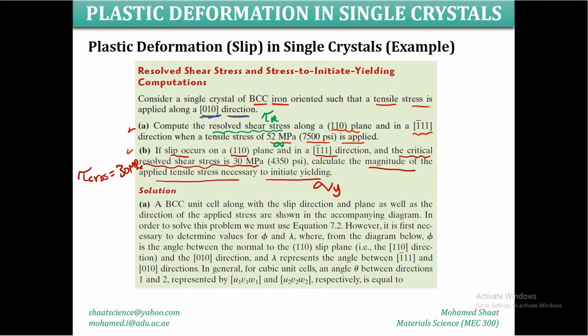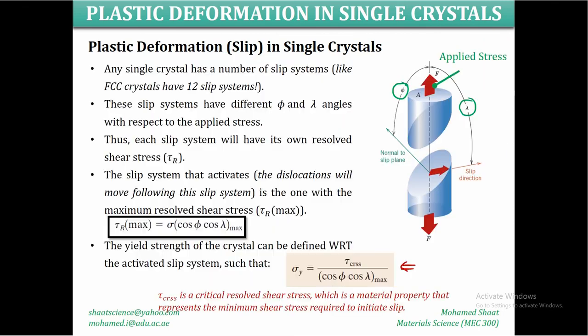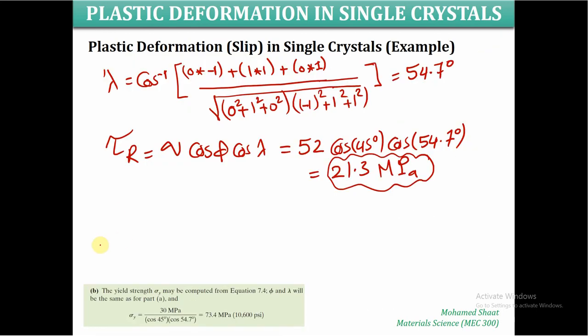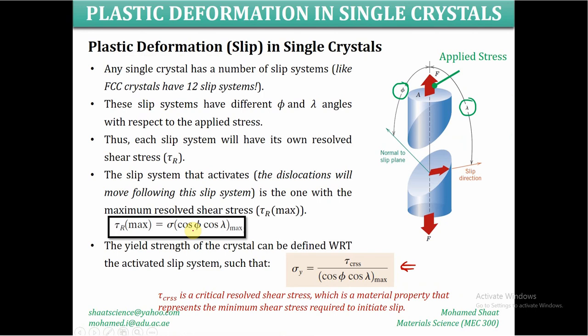So it means that you're going to use the resolved shear stress that you just calculated in point A, and you're going to plug it into this equation in order to calculate the yield strength. And this is what we're going to do. So the yield strength will be equal to the critical shear stress divided by the term excluding the sigma, excluding the normal stress. So it should be the cosine of the phi angle, cosine lambda angle maximum.